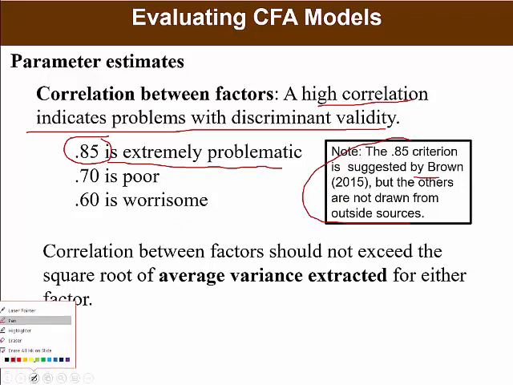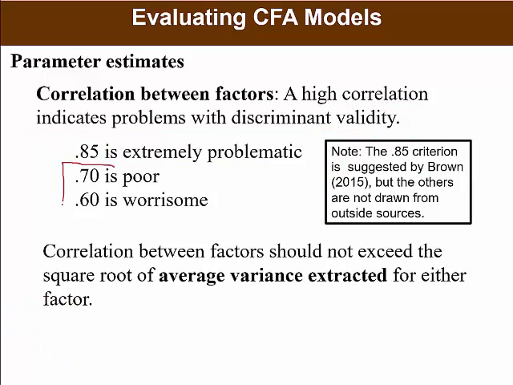And I'm going to go on, and this is just simply from my own experience, I don't have any citations to give you for this, but just based on my own experience looking at results from confirmatory factor analysis models, I would say that even 0.7 is a problem. I'd say that's poor. That's a little too high, and I like it to be less than 0.6. So I'd say 0.6, this is my own personal label, I'll give 0.6 the label worrisome. 0.7 I'm going to call poor, and 0.85 I'm going to call extremely problematic, to give you some general guidelines for evaluating how high of a correlation is too high.